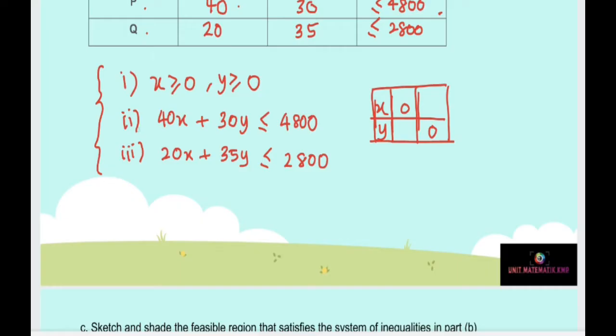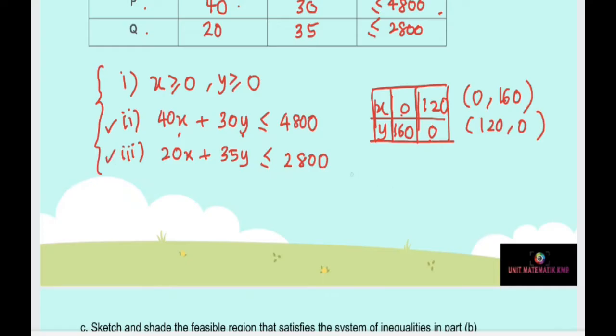So for the second inequality, when you substitute x equals 0, what is the value of y? 4800 divided by 30, so you will get 160. And then when you substitute y equals 0, 4800 divided by 40, so you will get 120. So you got 2 points here, which are (0, 160) and (120, 0). This is the intercept of the x and y axis in the graph for the second inequality.